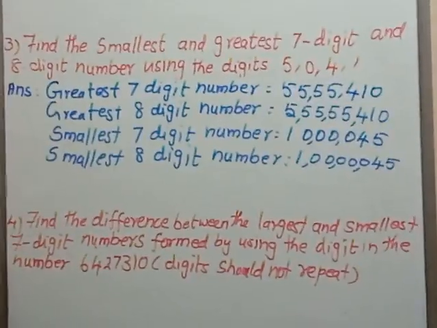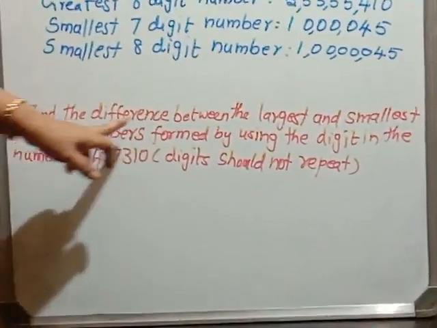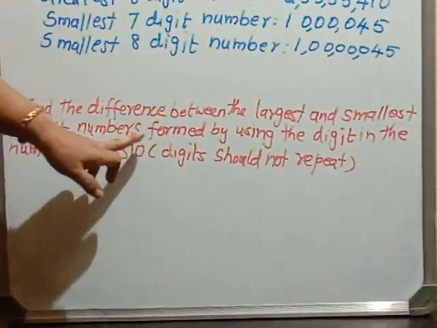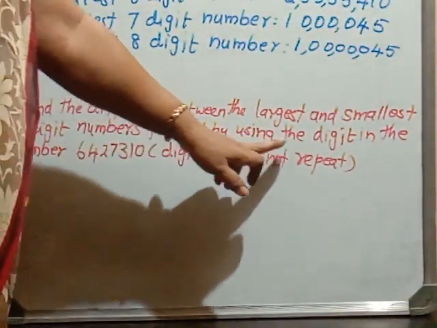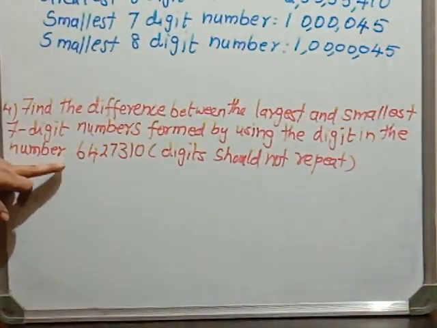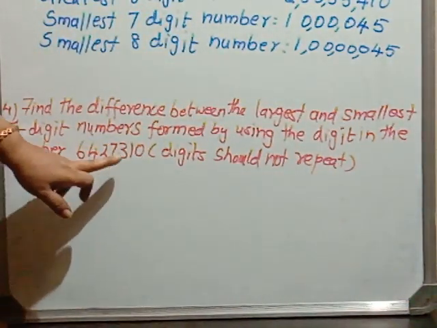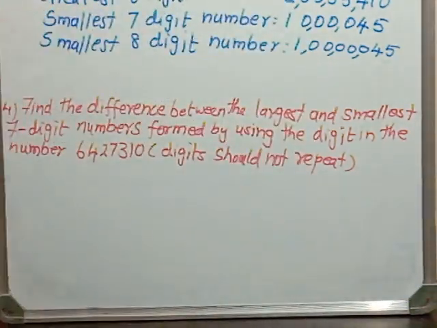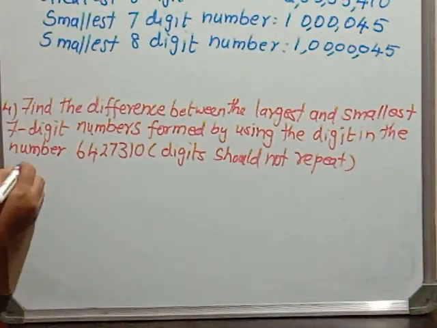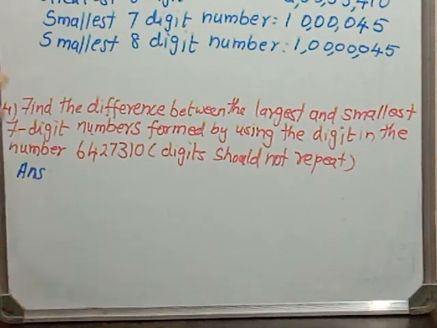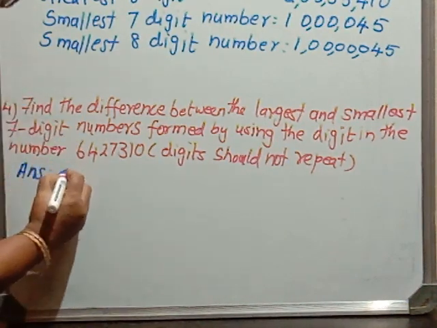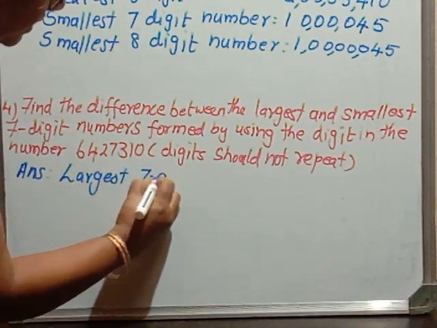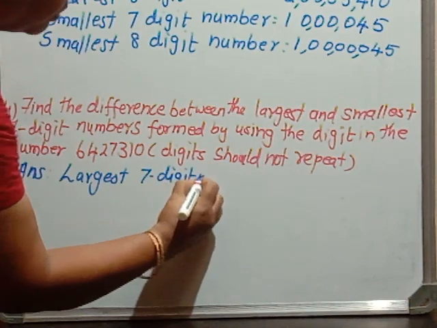Now we will move to the 5th sum. Find the difference between the largest and smallest 7-digit numbers formed by using the digits in the number 6, 4, 2, 7, 3, 1, 0. Digits should not be repeated. Now we'll find the difference. What we have to first find out? Largest 7-digit number.